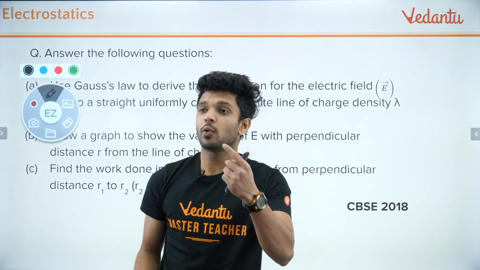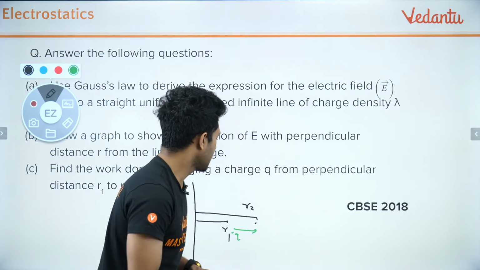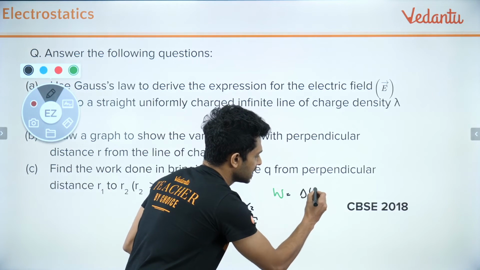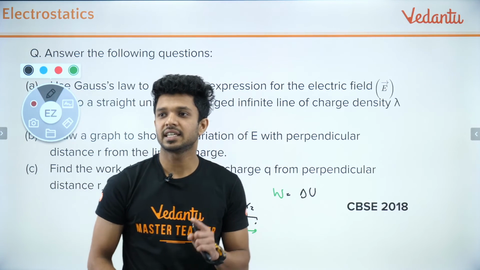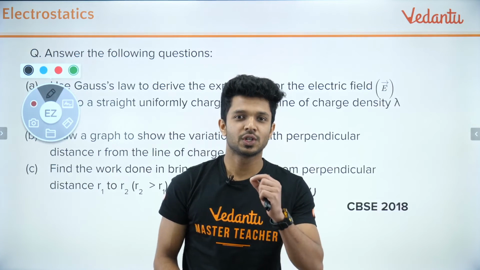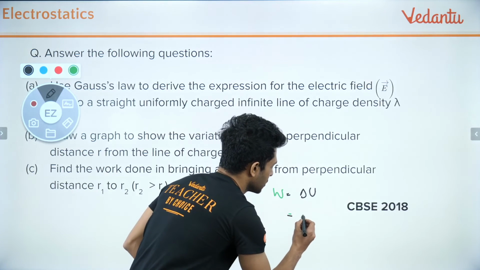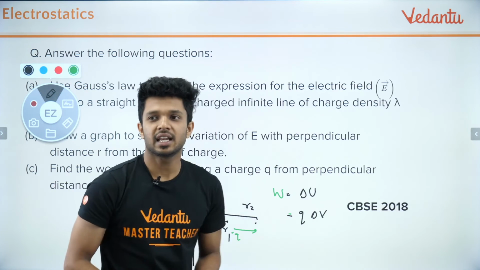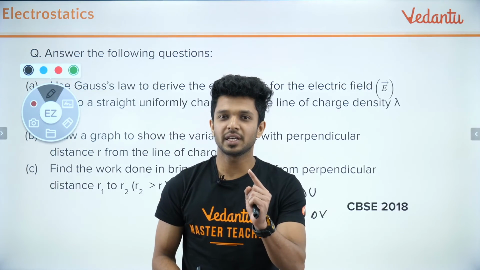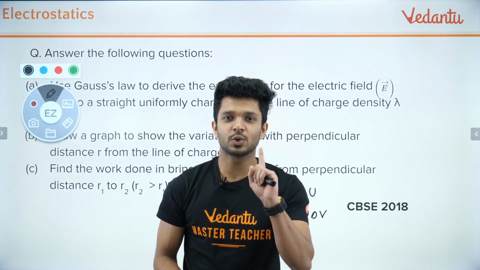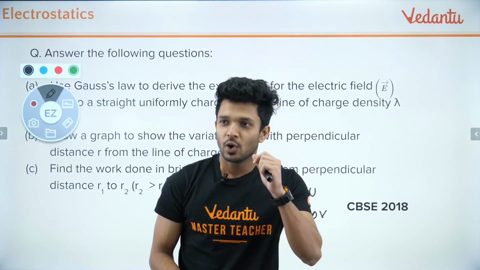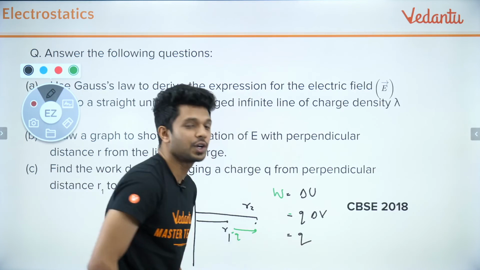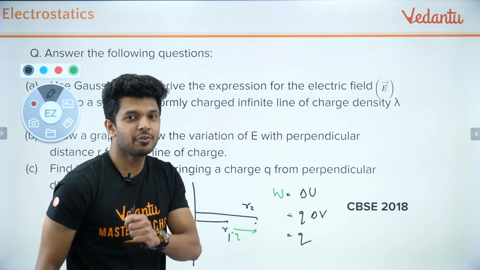So they are asking the work done. What is the formula for the work done? Work done is equal to change in potential energy. Yes or no? Change in potential energy is equal to Q into change in potential, right? Yes, I hope nobody is having a doubt. Potential energy is equal to charge into change in potential. Okay, Yashika, I took your name. So this is equal to Q into delta V.